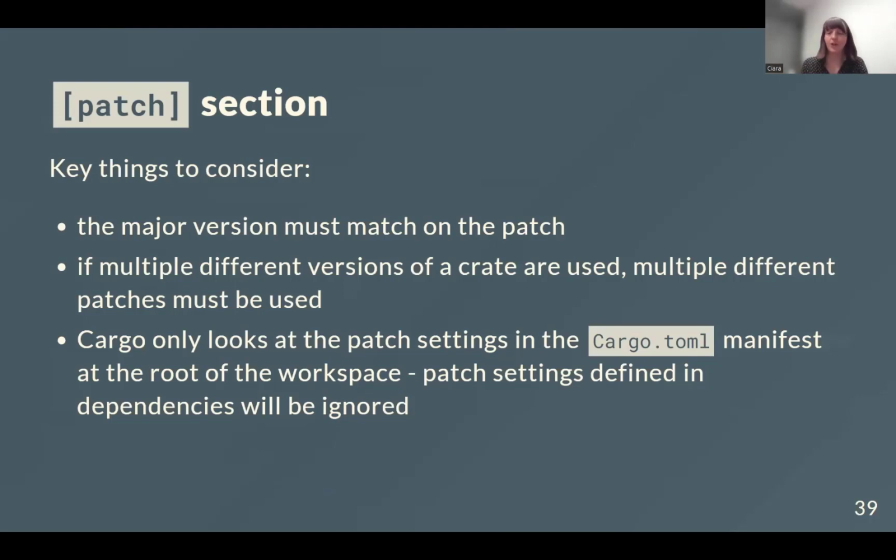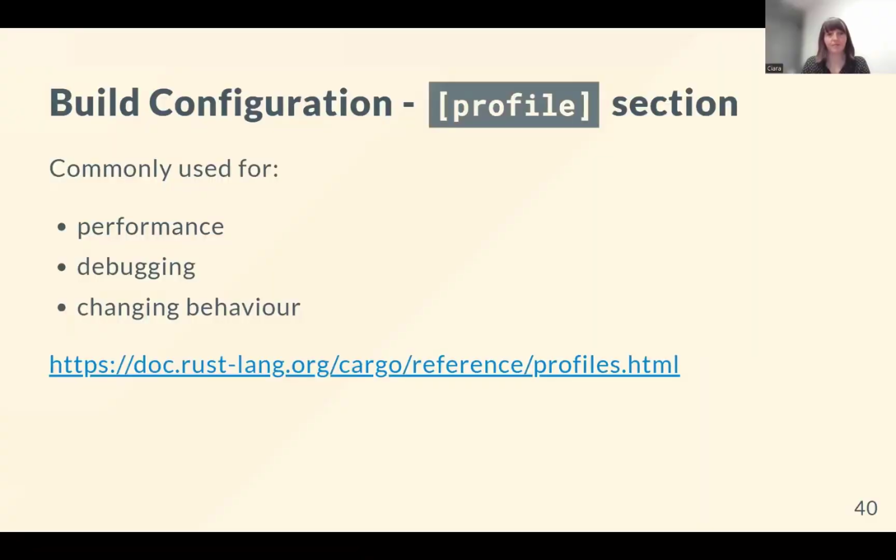You might have looked, if you type in cargo tree, you can see your list of dependencies. You might sometimes note that you have multiple ones with different versions in, or if you look in your lock file, you'll sometimes have different versions because one dependency might be relying on a previous major version. And Cargo is only going to look at the patch settings, as said in the cargo.toml manifest, at the root of the workspace. So any patch settings and dependencies are going to be ignored.